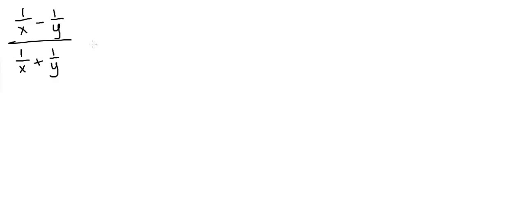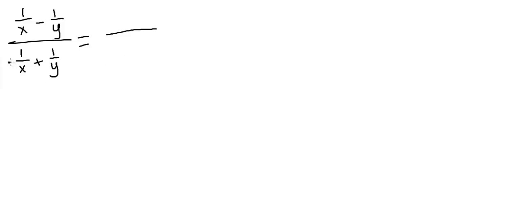So the question says 1 over x minus 1 over y all over 1 over x plus 1 over y equals what? So the first thing you want to do in this case is try to get rid of the denominator. And in order to do that, you're going to need to get rid of the denominator of the denominator. So I'm going to go ahead, and the first thing I want to do is get a common denominator, which is going to be xy.